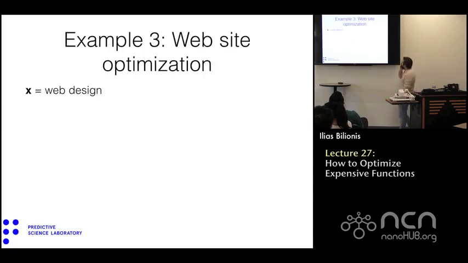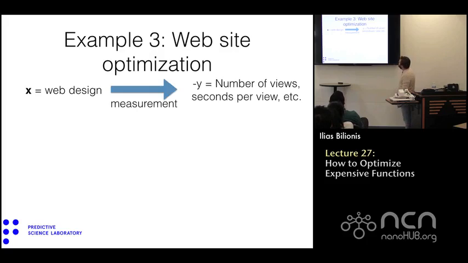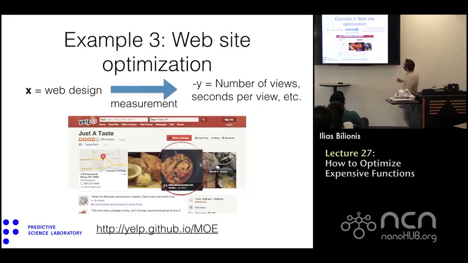An example from website optimization. This is an actual example. This is what they actually do. So X could be the web design or other attributes of your website, and what you measure could be the number of views, or the seconds per view, or the amount of sales. I had that minus there probably because in the first version of the slides I used minimize f of x instead of maximize f of x, so forget about that minus up there. And for example, Yelp uses that. To tell you the truth, Yelp doesn't really look that good to me, but anyway, that's what it uses in the background, and a lot of sites use this technique.